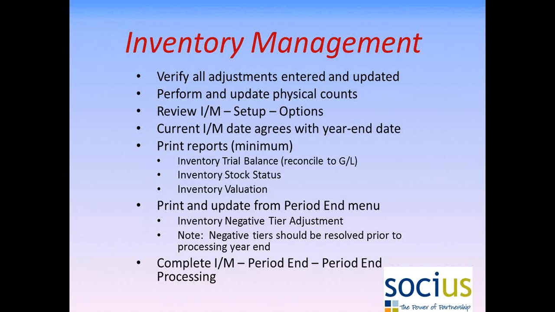The negative tiers should all be resolved prior to processing your period end. What that negative tier adjustment does is, if at any point in time you sell an item that has a zero quantity, it will create what is referred to as a negative tier, and running and updating the negative tier adjustment register adjusts those negative tiers. After you're satisfied that everything has been completed, you can go to the period end menu and process the period end.